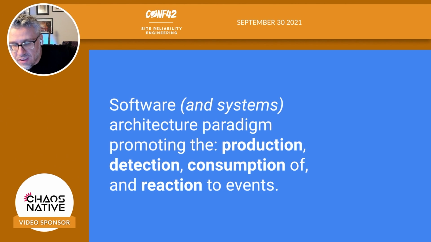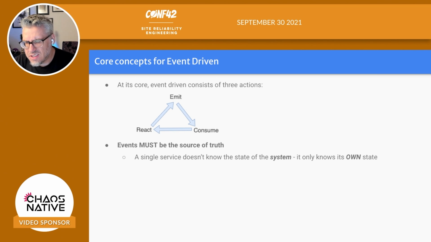But before we do that, let's define what is event-driven, right? The Wikipedia entry defines event-driven as a software and systems architecture paradigm, promoting the production, detection, consumption, and reaction to events. So really, what it means is that there's just three actions here. Something emits an event or a message.